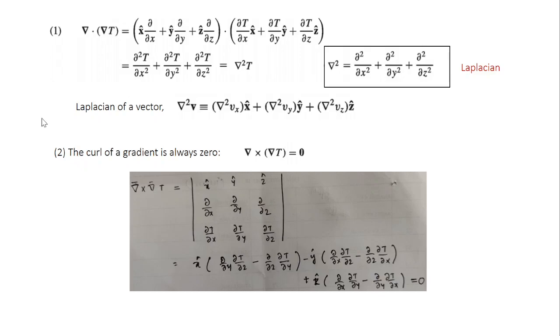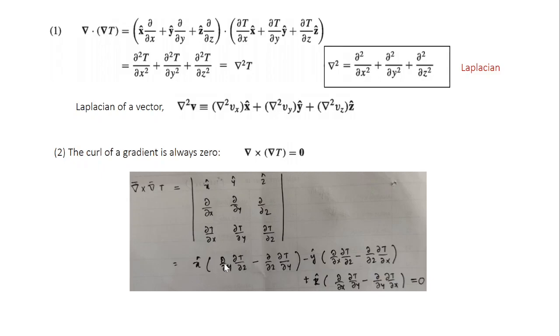Coming to the second derivative associated with gradient, curl of gradient. Now let's find out what is the value of curl of gradient. You can write it in the determinant form, and when you expand this you get dou by dou y into dou T by dou z minus dou by dou z into dou T by dou y, x cap, minus the y component and z component.